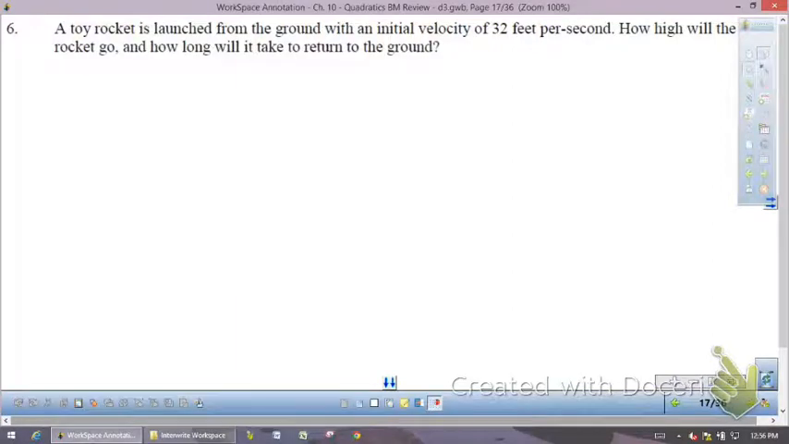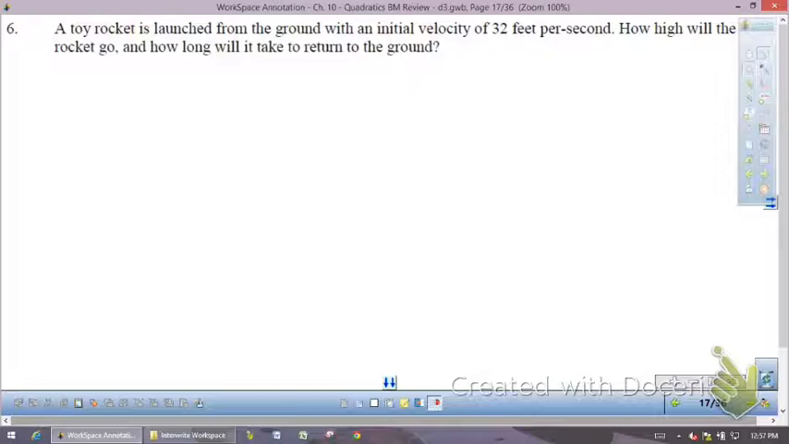Okay, there's one more that I'm going to get you started on for vertical motion. All right, number 6. A toy rocket is launched from the ground with an initial velocity of 32 feet per second. How high will the rocket go, and how long will it take to return to the ground? There's 2 questions here. Maximum height as well as time to the ground.